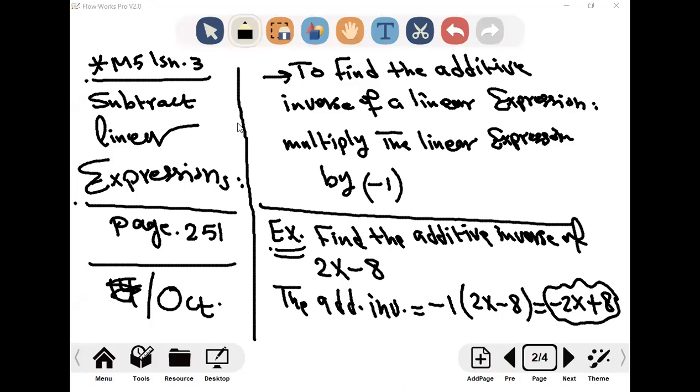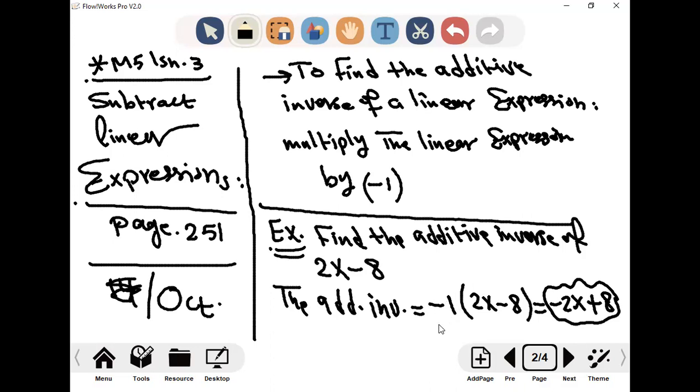Right. Now, this is the lesson of the last time. We took subtract linear expression, right? Now, we said to find the additive inverse of a linear expression, we multiply the linear expression by what? By -1. So if the question wants from you to find the additive inverse, you take this linear expression and multiply it by -1. Then you distribute the negative by multiplying.